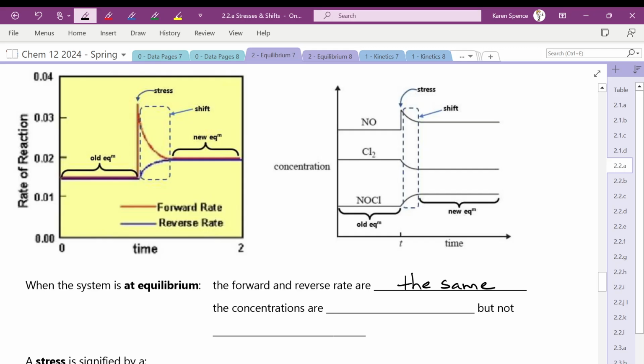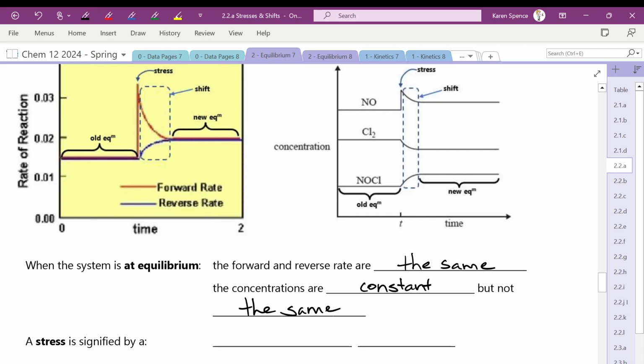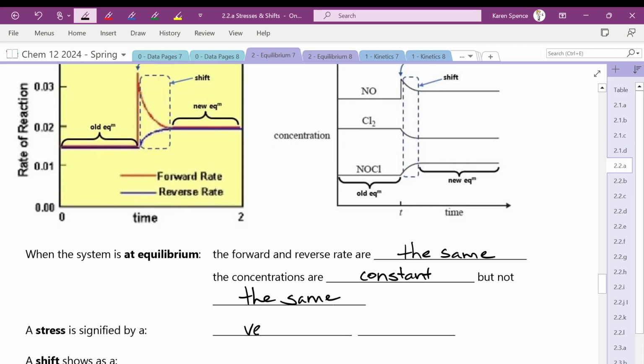The concentrations, are they the same? No, they are different. The concentrations are constant, but they are not the same. That's what I'm trying to say. The concentrations are constant, but not the same. A stress is signified by a vertical spike. A shift is shown as a curve.